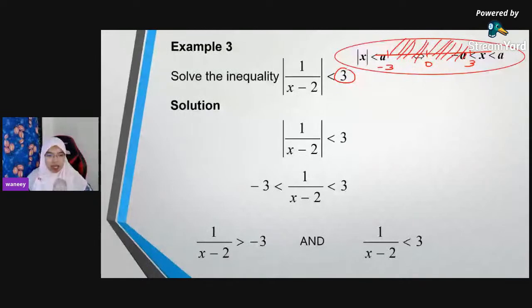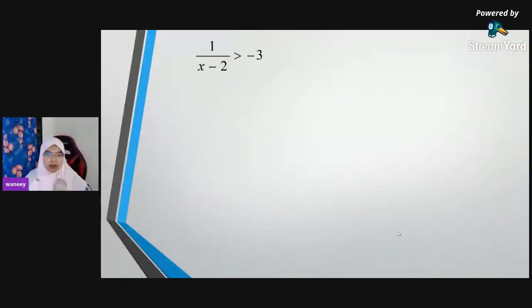I write left hand side, right hand side, because otherwise you might not remember which one is left and right. So we are going to have negative 3 on the left hand side and the other one on the right hand side. Now let us solve one side of it first. Let us solve the left hand side. We leave the right hand side for later.